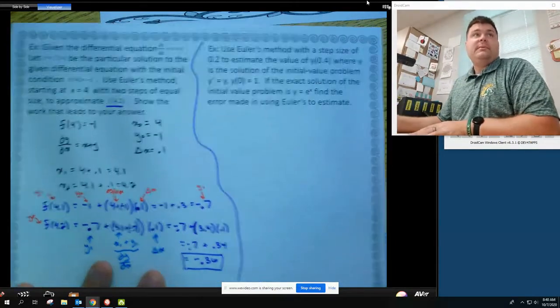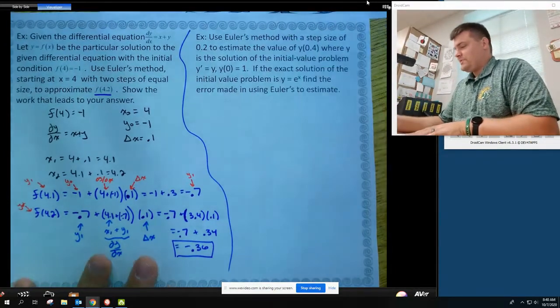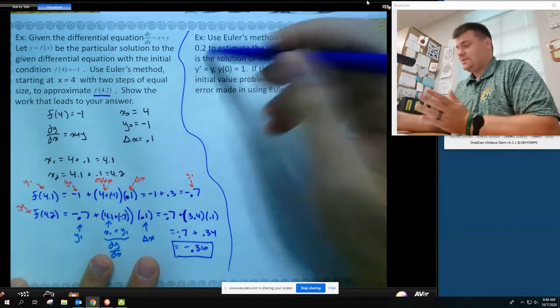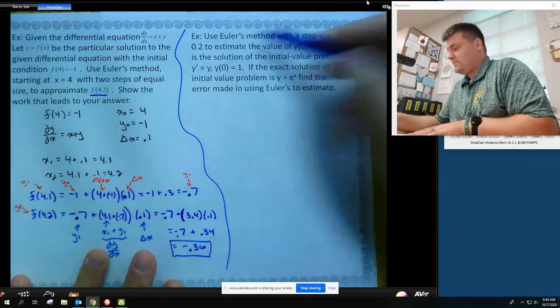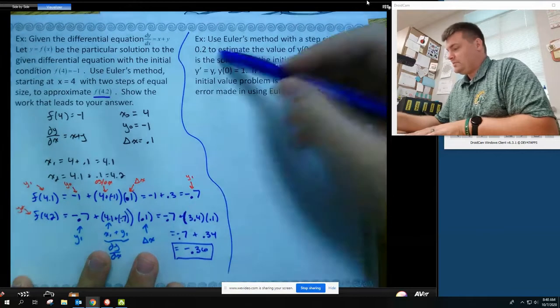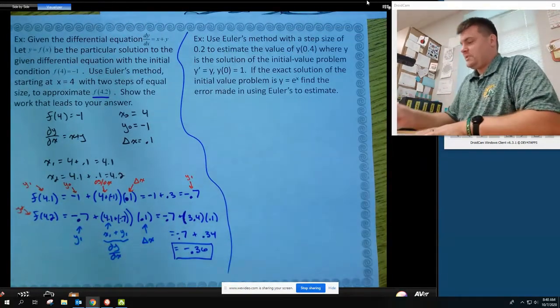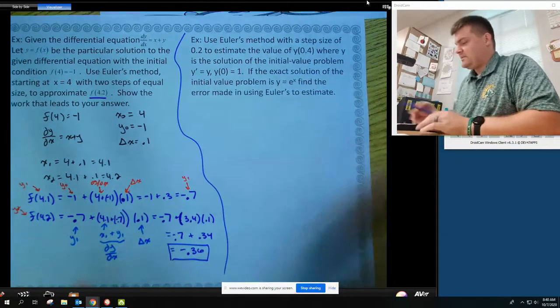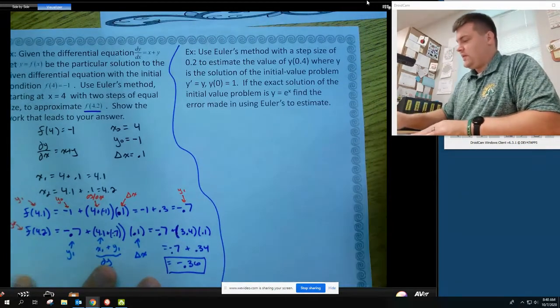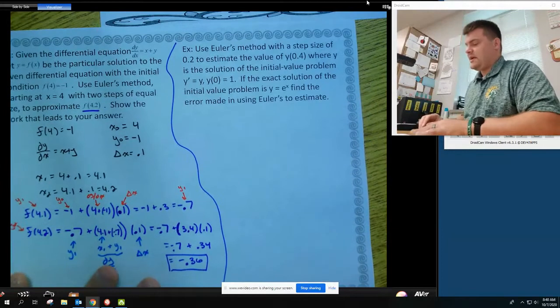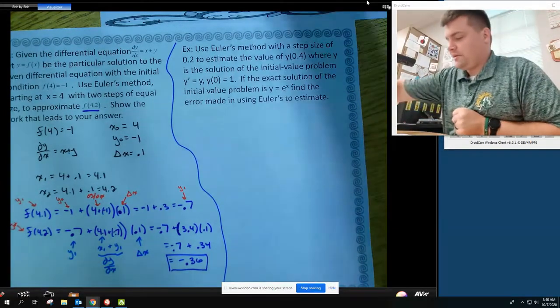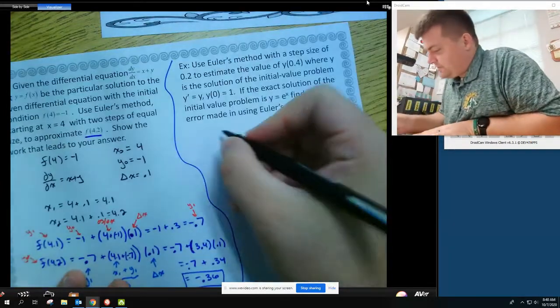This time we'll talk a little bit about error. So it says use Euler's method with step size. So this one tells us a step size. Great. To estimate the value of y at 0.4, where y is the solution to the initial value problem. This gives us our dy dx here. If the exact solution is y equals e to the x, we're going to find the error. So we're able to use a calculator here. So here's my given information.